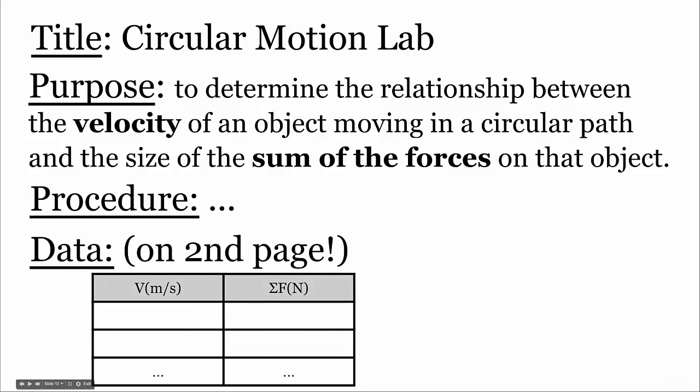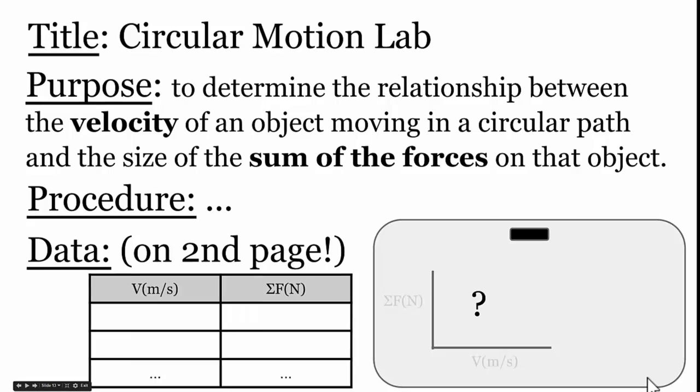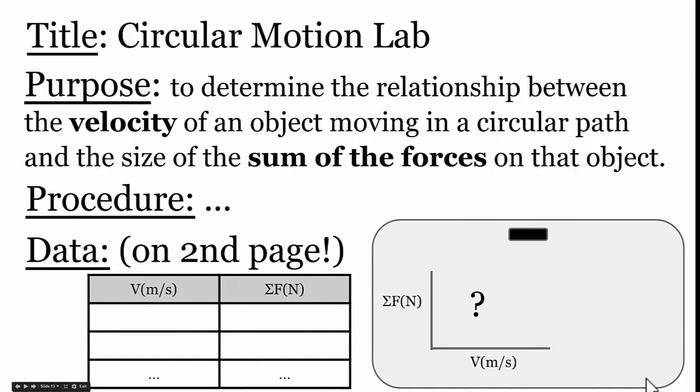We collected, for a given mass object at a constant radius, the size of the sum of the forces on the object and the velocity of that object for different trials. We then graphed the sum of the forces on the y-axis and the velocity on the x-axis, and here are two examples of whiteboards from student data.